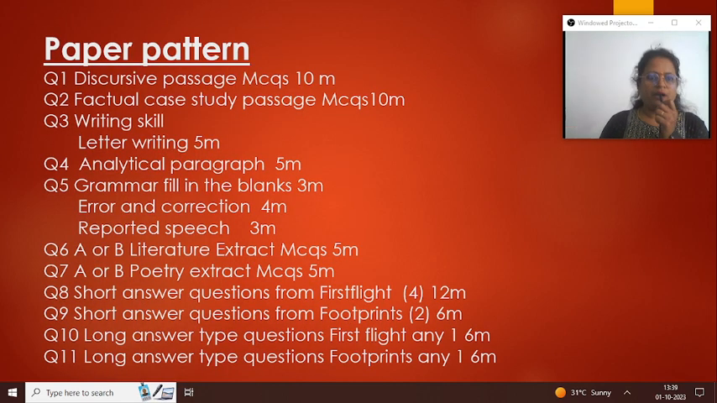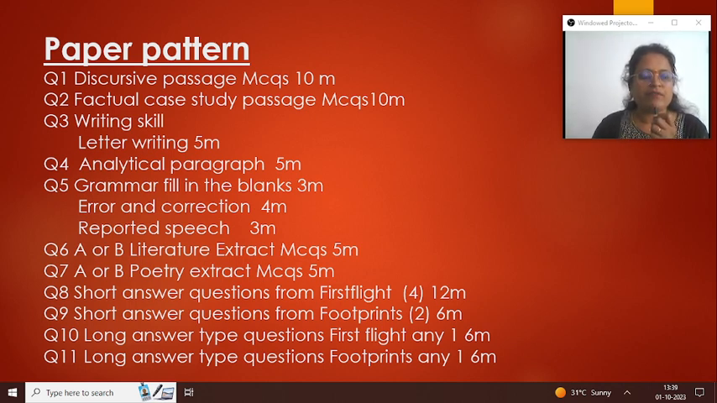Now the paper pattern, as I told you. For the whole year we need to study and be focused, but before that we should know the paper pattern. So what is the paper pattern that you are going to attempt for the term 2 examination? First question will be a discursive passage, based on MCQs, a 10 marks passage.